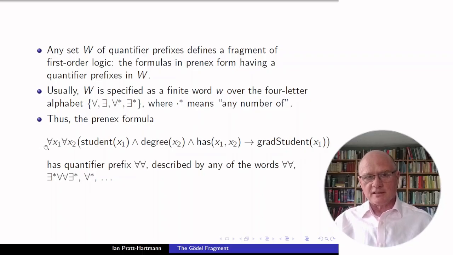So to take our example here, this sentence has quantifier prefix ∀∀. So that is certainly described by the word ∀∀. It's also described by the set of words ∃*∀∃*, because we have, in this case, no existential quantifiers, two universal quantifiers, no existential quantifiers. And it's also in the set of words ∀*, which is any number of universal quantifiers. And in this case, we just have two.